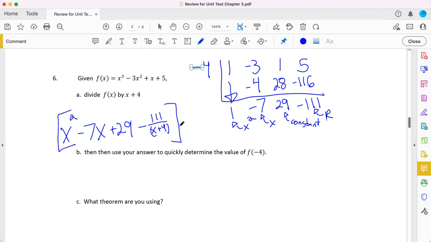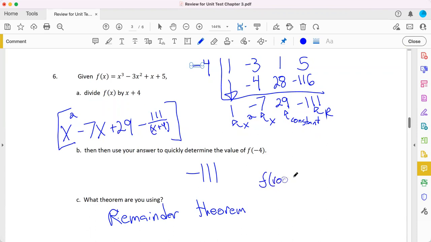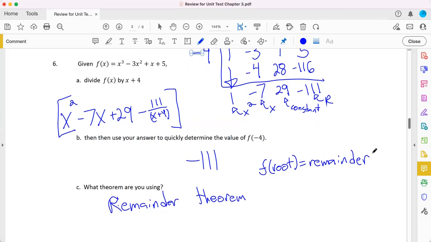Is this what they want? That's your quotient. That's your remainder. Hopefully that's good. We already actually found f of -4 because synthetic is just cool like that. Remainder theorem is what we use to make that happen. Where if we are evaluating f of a root, this should be equal to our remainder, which again, sometimes is 0. So be open to that.